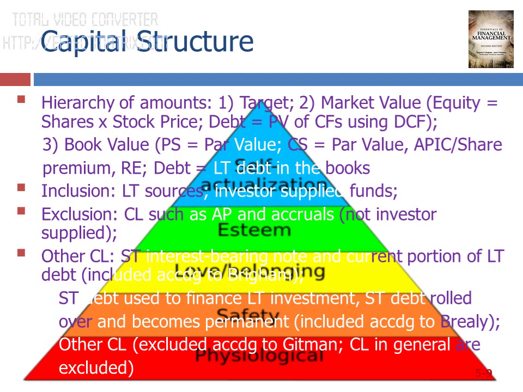And then for Gitman, he didn't mention anything about the specifics of current liabilities or other current liabilities other than AP or accruals. He mentioned that all current liabilities are excluded. So it seems to appear that other current liabilities are also excluded in the computation of the weight of debt for Gitman.